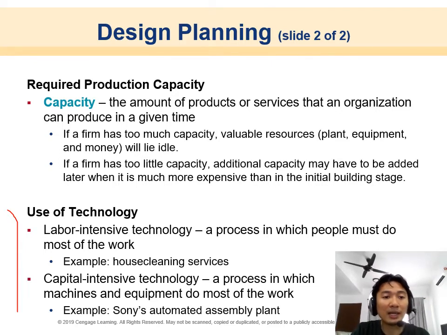The first one is labor intensive technology. When a company says that they are labor intensive, it means that most of the processes are done by people. People do most of the work. When a company says they are capital intensive, here it means that most of the processes are done by machines and equipment technology, which do most of the work.